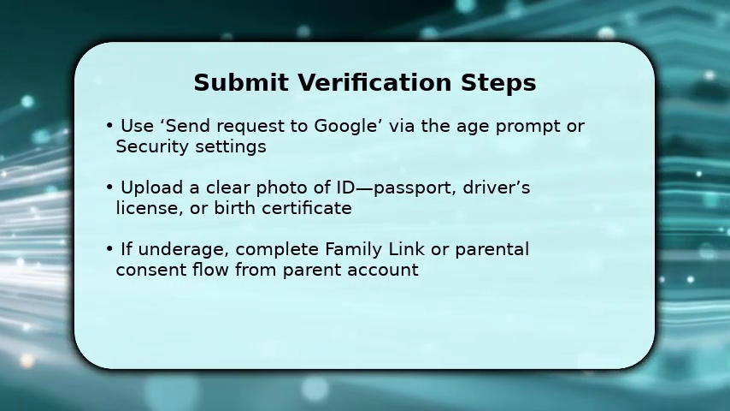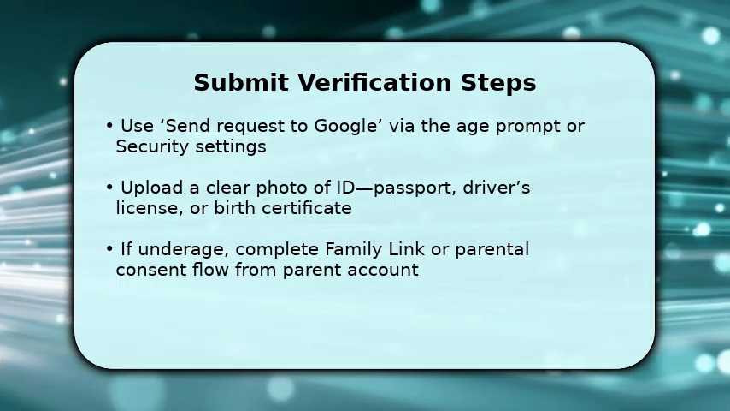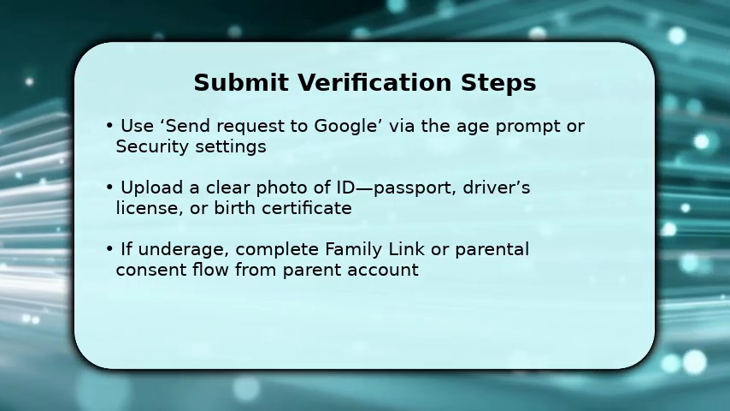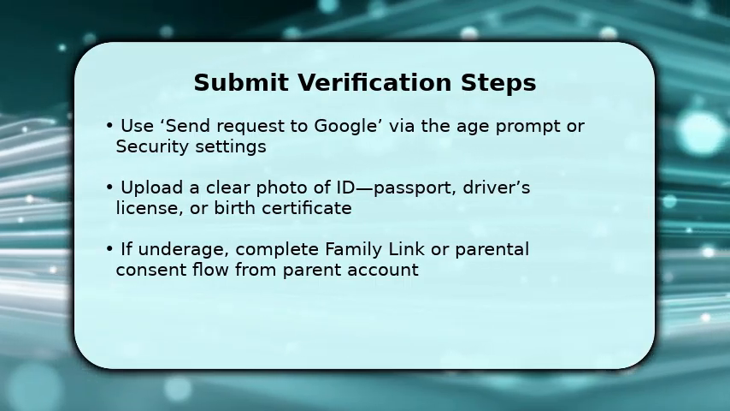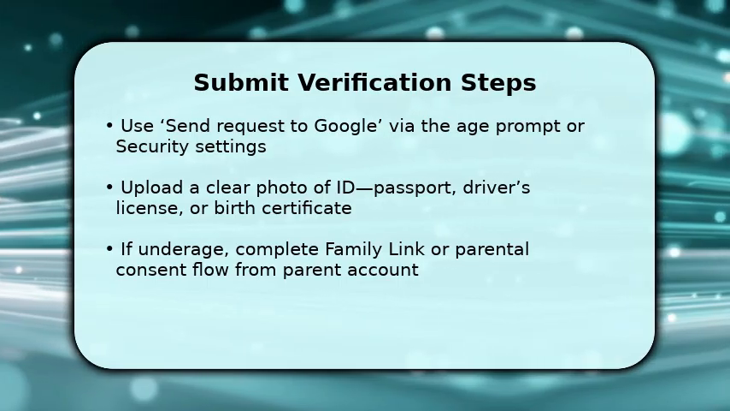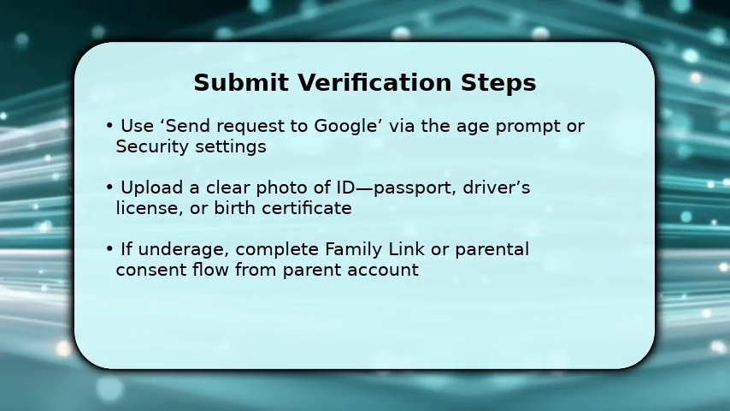If you're under the required age, have a parent sign into Family Link or use their Google account to provide consent. They'll receive a confirmation flow. Make sure file formats match Google's requirements and include a short note if info differs from other records.